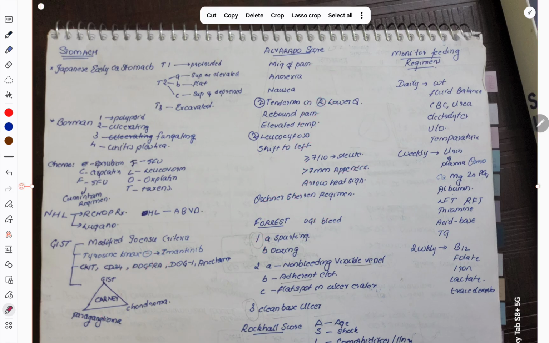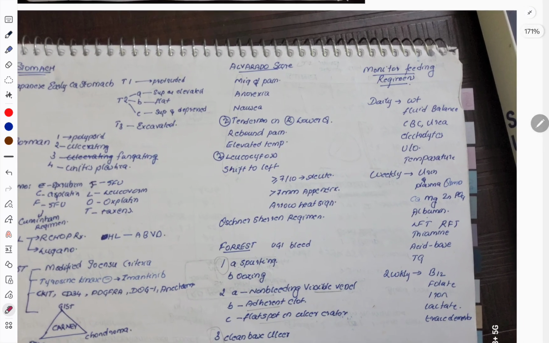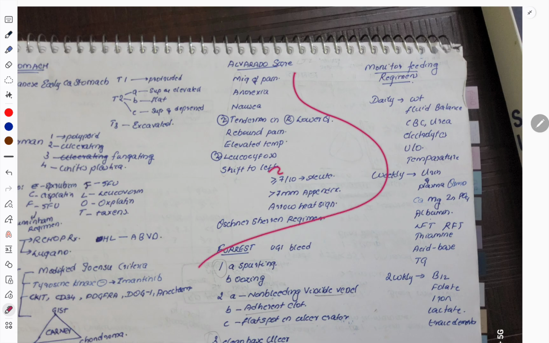So why do we call it Madlener's? Because the ulcer is here, I am removing this part. So this is Madlener's procedure. Now what is 3? 3 is Csendes' procedure. The ulcer is here, I am removing the whole of this. And this is all followed by Billroth 2.